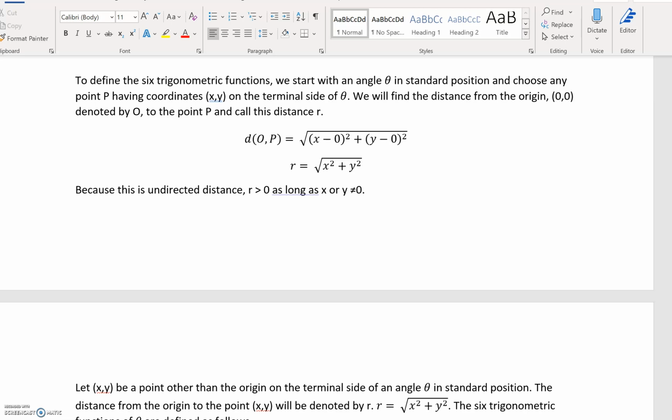We will find the distance from the origin, denoted by O, to the point capital P, and we will call this distance r. So remember how to find the distance between 2 points. You look at the square root of the sum of the squares of the difference in the x values and the y values. The origin has coordinates 0, 0, so we plug that into our distance formula, and you end up with the following. So this r, the distance from the origin to a point in the plane, is the square root of x squared plus y squared.